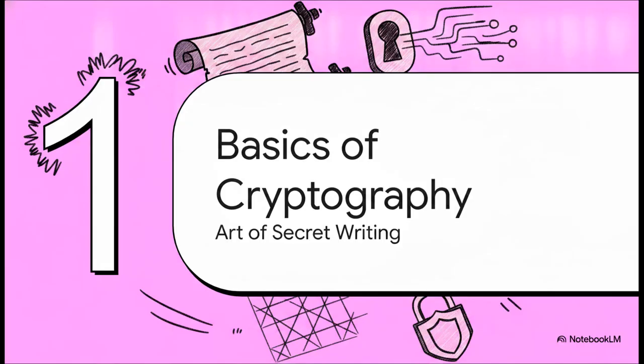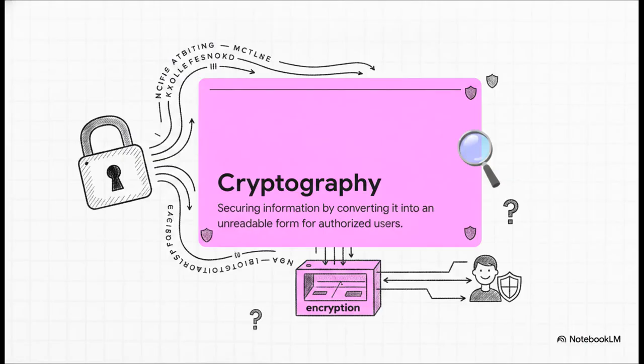Section 1. The basics of cryptography, or the art of secret writing. Let's look at how we secure data before it even touches a network. At its core, cryptography is the absolute foundation of digital trust. By taking information and scrambling it into a completely unreadable form, we make sure that only the right people can understand it. It is the silent guardian of our data, playing a vital role in protecting everything from your quick online purchases to top-tier military secrets.